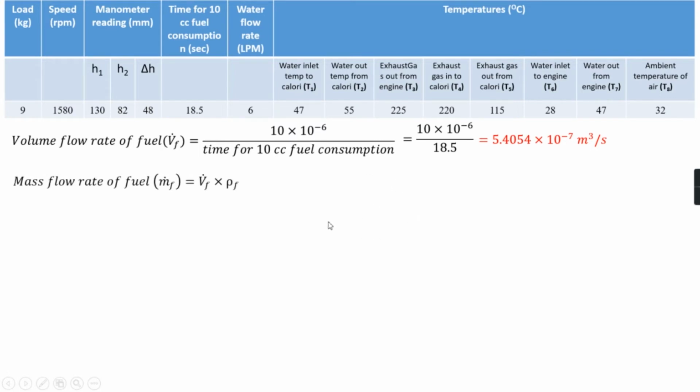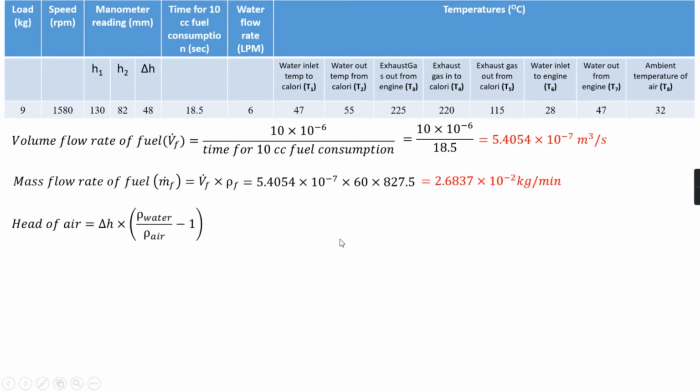Multiplying it by the density of the fuel, you will get 2.6837 into 10 raised to minus 2 kg per minute. That's why I have multiplied this value by 60. So the volume flow rate into the density of fuel into 60 will give me the answer in kg per minute, because the volume flow rate was in meter cube per second.